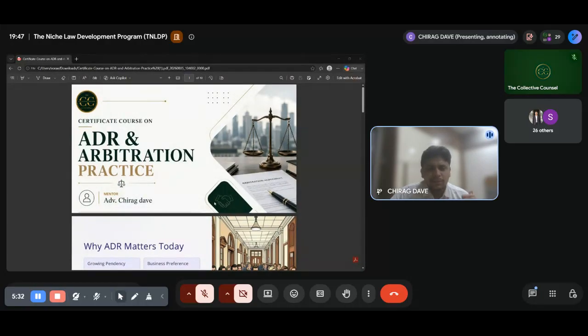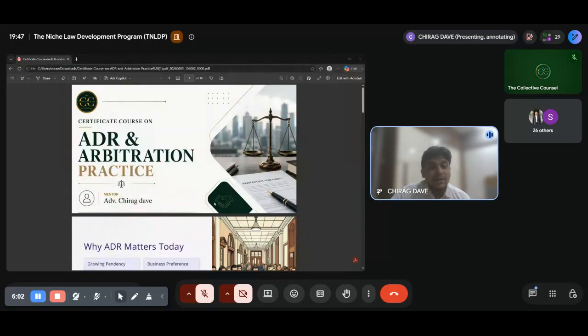Arbitration is where a third party, a neutral person, is appointed to resolve the dispute. Arbitrators are generally appointed mutually by both parties, or if the parties fail, the high courts will appoint the arbitrator as per the Arbitration and Conciliation Act. Who are arbitrators? Arbitrators are retired judges, and also practicing advocates who have specialized experience in that field.